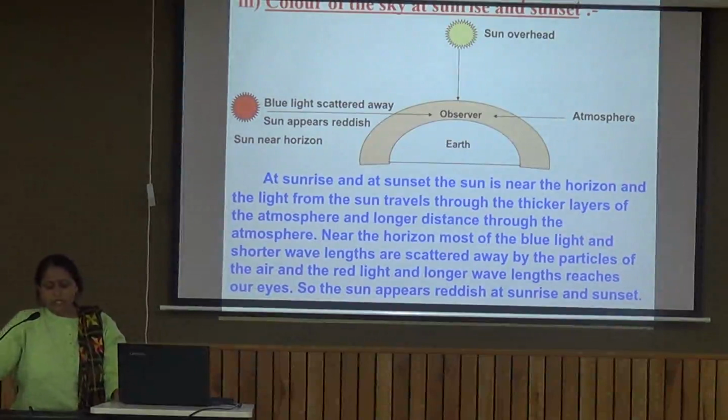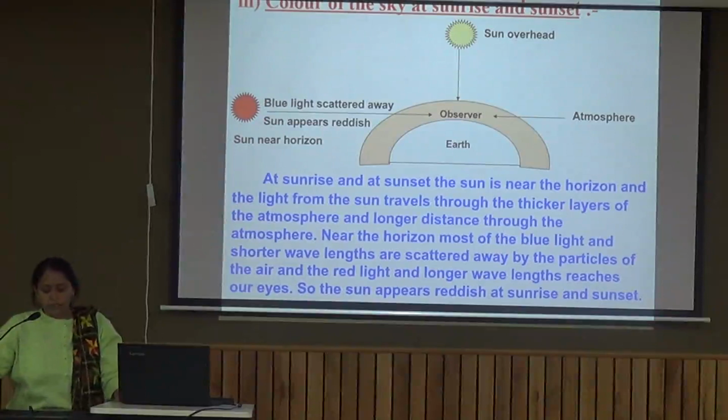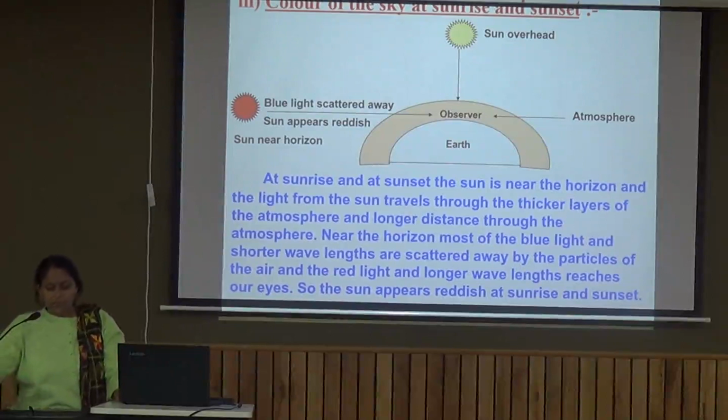Now, color of the sky at sunrise and sunset. At sunrise and sunset, the sun is near the horizon and the light from the sun travels through the thick layer of the atmosphere, a longer distance through the atmosphere. So, near the horizon, most of the blue light and the shorter wavelengths are scattered away by the particles of the air, and the red light and the longer wavelengths reach our eye. So, the sun appears reddish at sunrise and sunset.